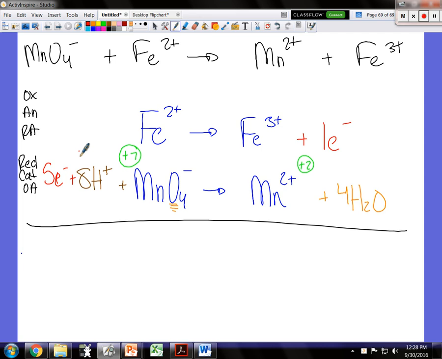It was 1 and it was 1. You're looking at subscripts when you balance atoms. Okay? All right, step number 6. Multiply the half reactions to make the number of moles of electrons equal for both halves. Well, what's the lowest common multiple between 1 and 5?